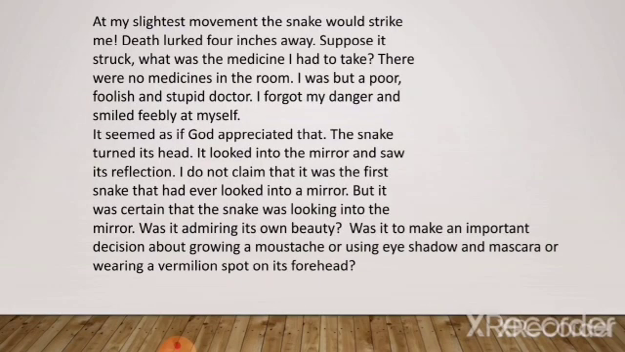Now that you're familiar with the words, let's try to understand the story better. The first paragraph. At my slightest movement, the snake would strike me. Death lurked 4 inches away. The doctor didn't try to move a little bit because he was aware that death was waiting at his slightest movement.